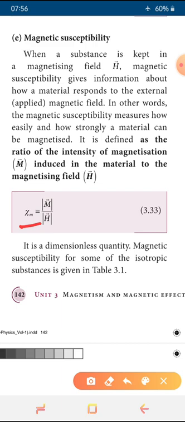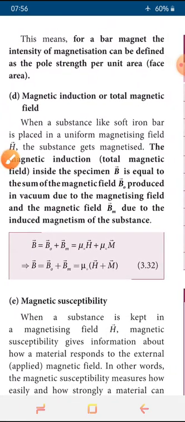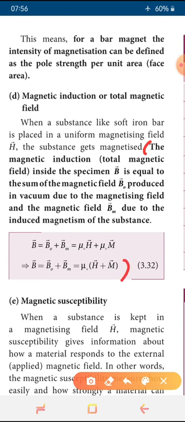And here there is a 2-mark question. You can mark the answer from here, the ratio up to here. Okay, and this is the answer for define magnetic susceptibility. Just mark this answer, define magnetic susceptibility. And the next answer we can mark from magnetic induction. It starts from the magnetic induction up to here. This is also a 2-mark question. Define magnetic induction or total magnetic field. So just mark it for the 2-mark question.